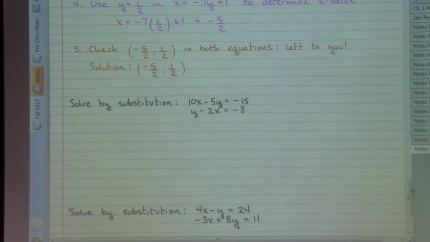And frankly, what would be the least amount of work for us is if we solve the second equation for y.